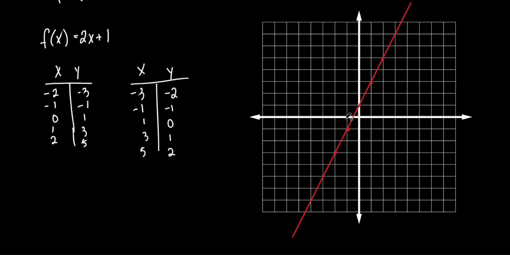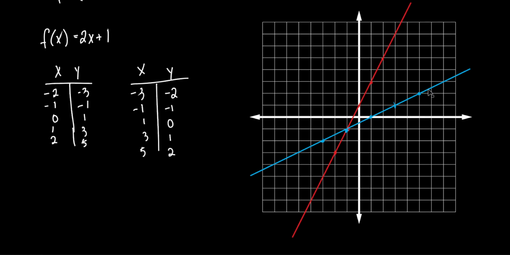-3, -2. 1, 2, 3, 1, 2. Okay, -1, -1. Oops, it's right there where the other one was. So it does intersect right at that point. All right, and then 1, 0. And then 3, 1. And then 5, 2. Right there. And then we connect them. And like that.